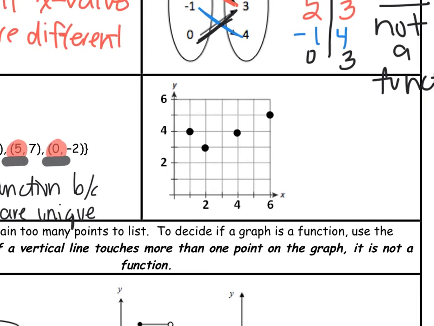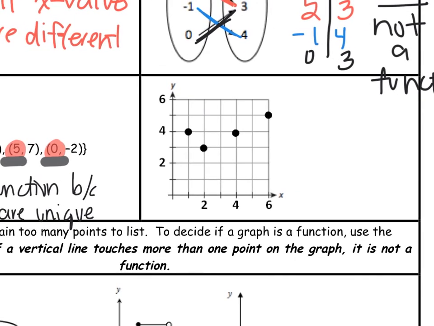So, last example. Again, when you have either a mapping diagram or a graph, the easiest thing to do is to write down, either make a t-table like I did in example number 2, or write down your sets of ordered pairs. So we'll write this one down as a set of ordered pairs. My first ordered pair is 1, 4. My second ordered pair is 2, 3. My third ordered pair is 4, 4. And my last ordered pair is 6, 5.